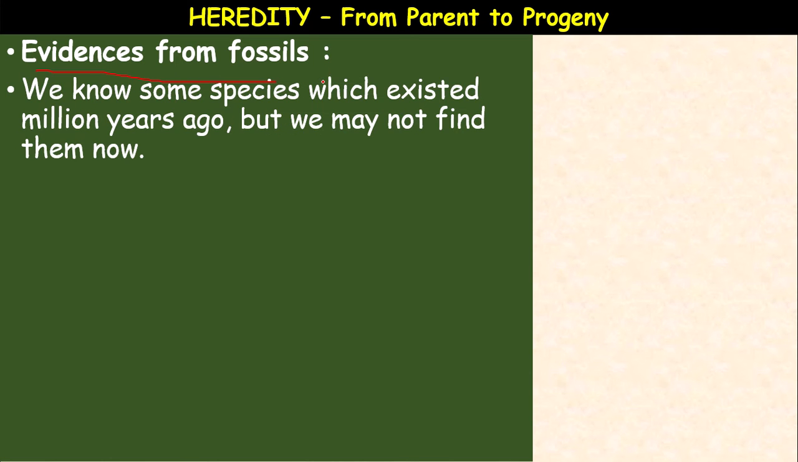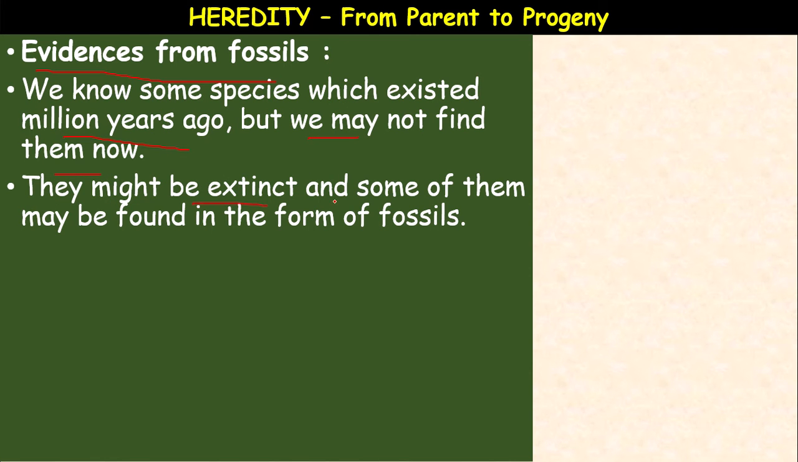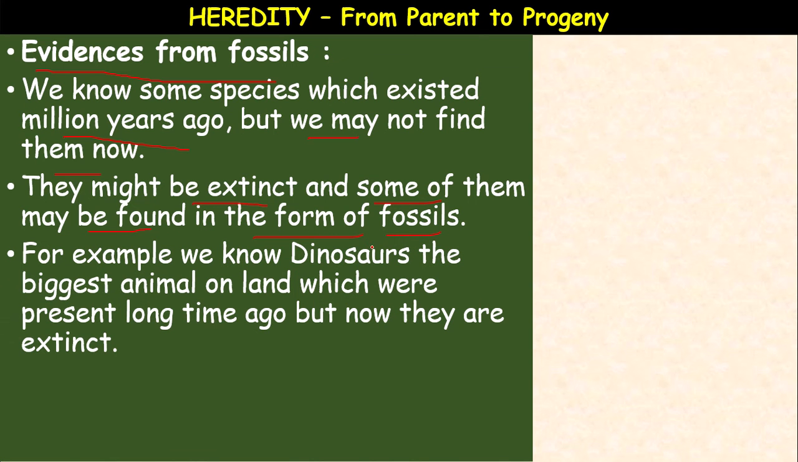Okay. We know some species which existed millions of years ago, but we may not find them now. For example, dinosaurs. They might be extinct, meaning disappeared, and some of them may be found in the form of fossils. So, that is why the scientists, geologists, conduct excavations. During those excavations or at the time of mining, sometimes evidences in the form of fossils are obtained. For example, we know the dinosaurs were the biggest animals on land long time ago, but now they are extinct, isn't it?